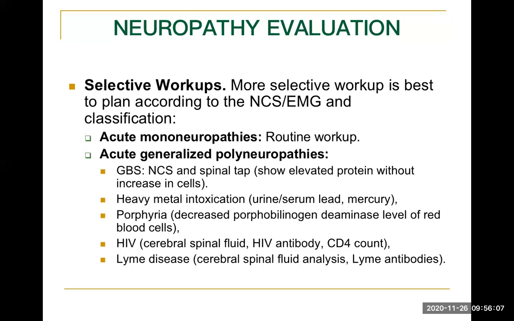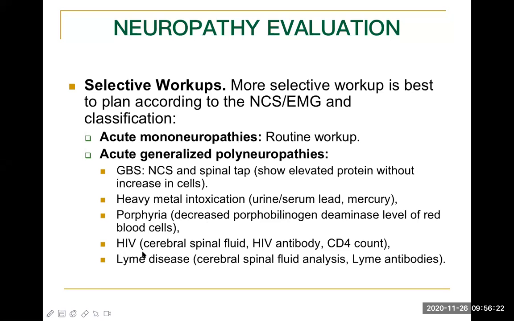Porphyria, an example is acute intermittent porphyria. This is a disorder of heme metabolism. In this condition, there is decreased porphobilinogen deaminase level in red blood cells. So we can go for that particular test and diagnose it.